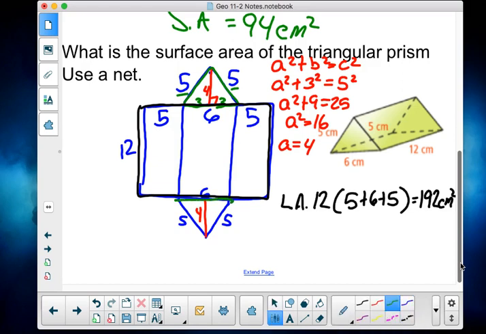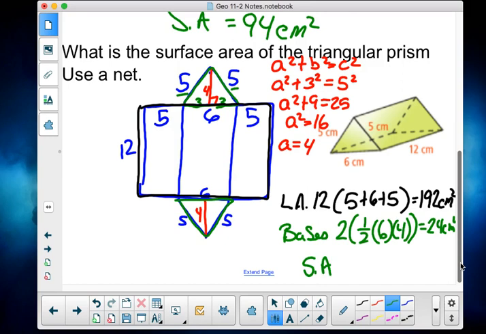Now, my bases, let's use green for my bases. I already got the top up there. So my bases, okay, they're two triangles, 1/2 base 6 times height, that height we found 4, okay, happens to be 12 apiece, so 24 centimeters squared. So now we take 192 and we're adding 24 to it, and we're coming up with my surface area, the lateral area and the bases added together, as 216 centimeters squared.